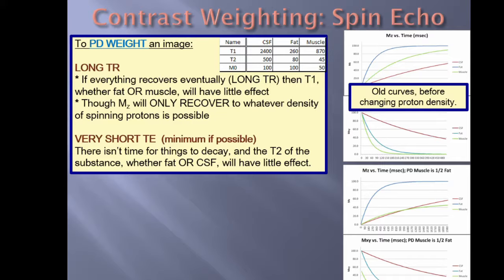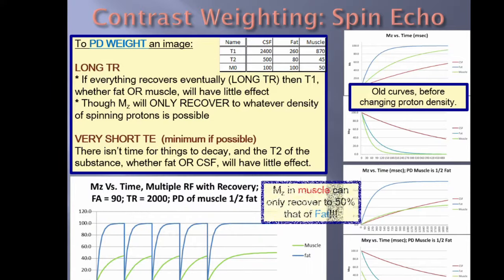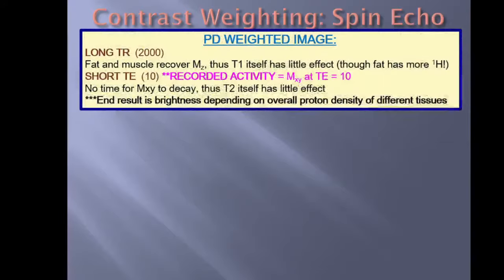Okay, so in terms of what we manipulate to get proton density, you want a long TR, because the long TR unweights T1. There is no T1 weighting if you're letting everything recover. And then you want a short TE because that unweights T2. So you can think of proton density weighting as not a positive strategy. It's actually the lack of the other two strategies. And that's why there are three of them. And so we look here, setting up over time. Notice that even in the extreme, the muscle can only recover to 50% that of fat.